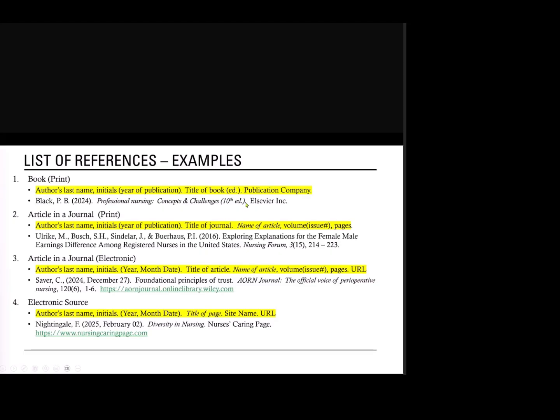And then a period at the end, and then the name of the publishing company. And for this example, it is Elsevier Incorporated, and there's a period at the end. Okay. There's a reason why it is written this way, because it is the requirement for the APA format.